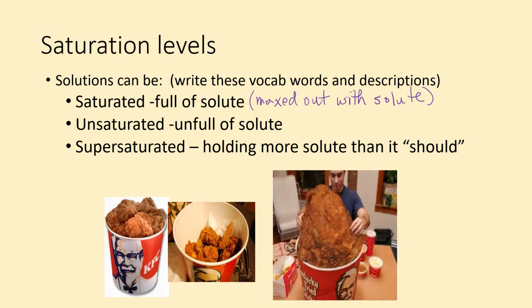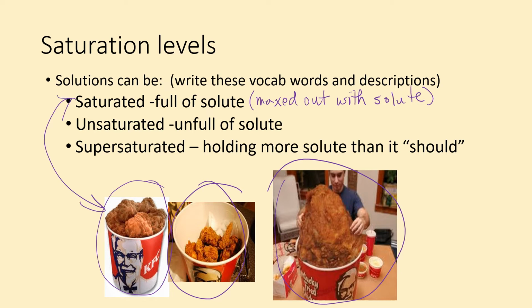So these are crazy pictures, right? But each picture represents a level of saturation, just as an analogy to see. Now, you know these aren't solutions, this is chicken. But this container represents what kind of solution? This represents what kind, and this represents what kind. So this is saturated, it is full. This is unsaturated, means you could put more in. This is supersaturated and it's just not right. It's holding more chicken than it should. So that's just an analogy, just to give you a visual.